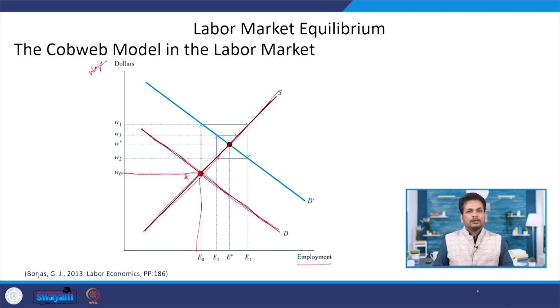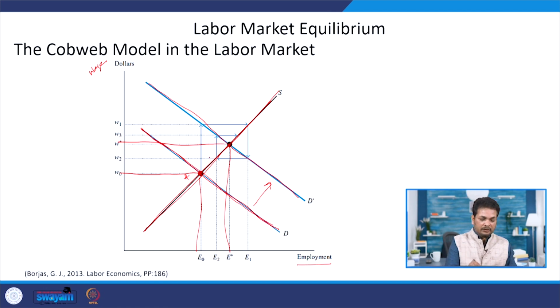Now, due to some external factors, let us say some government policies or some external forces, the demand function shifts, meaning the demand for engineers has increased for some reason. Now, the demand function has shifted from D to D dash, and at this new demand function, E star amount of workers should be employed at W star wage rate. So, this should have happened, and the labor market should have moved from point A to point B.